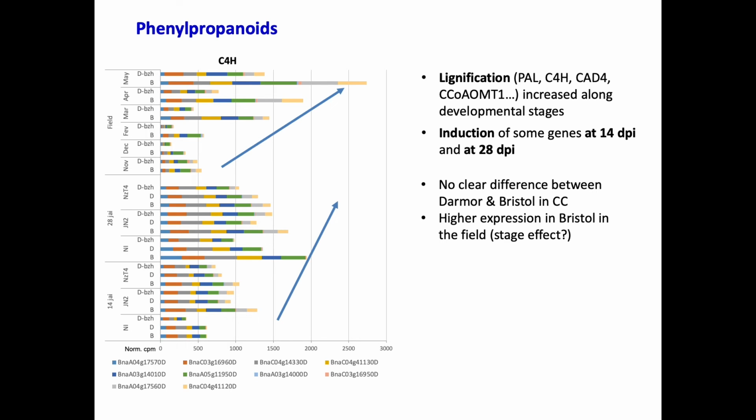We can see the expression increase of most of the genes along developmental stages. No clear difference was observed between Delourme and Bristol in control conditions. A higher induction is even seen in the field in Bristol. Then, there is no clear implication of these genes in quantitative resistance.